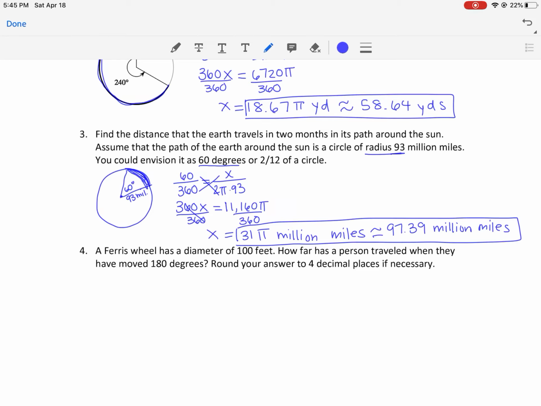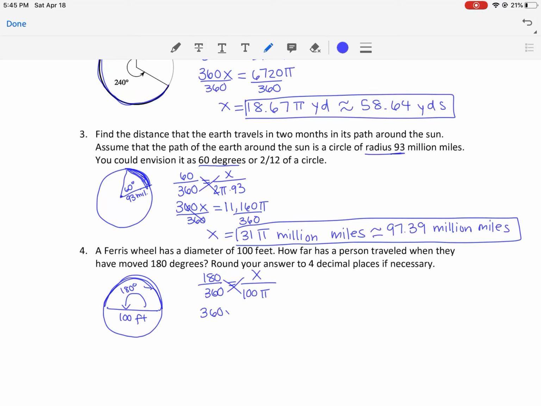Okay, this one says a Ferris wheel has a diameter of 100 feet. So we got 100 feet. How far has the person traveled when they've moved 180? So we want to know how far they moved when they moved 180 degrees. So what's the length, basically, of half of a circle? So we're going to take 180 over the 360 equals x over, in this case, we can just do 100 pi because it gave us the diameter. Notice in the other ones, when they gave us the radius, remember we have to multiply by 2.